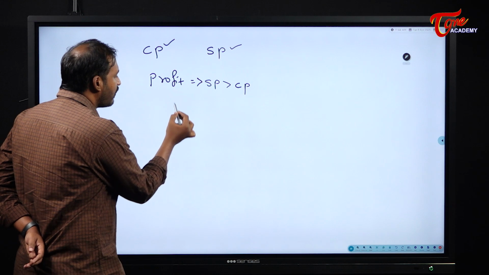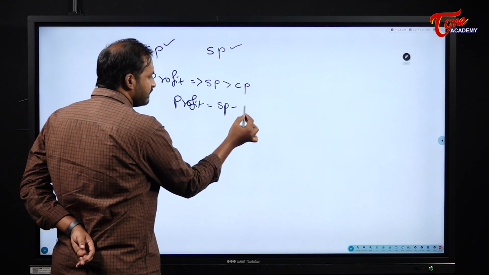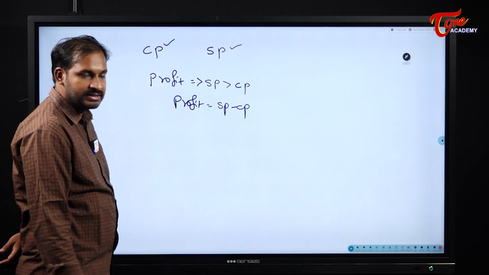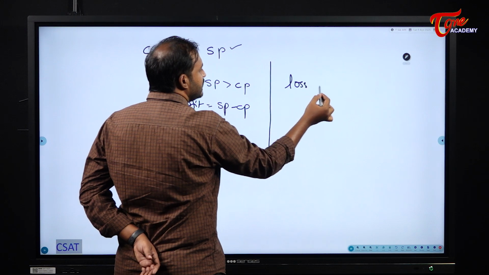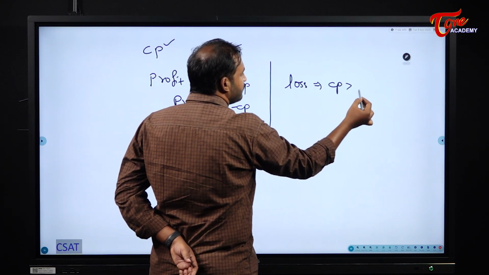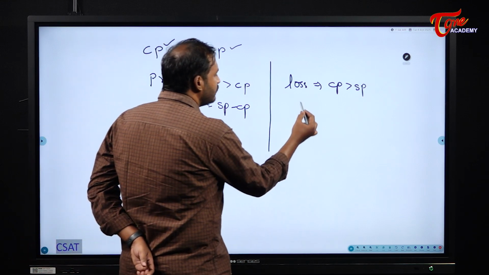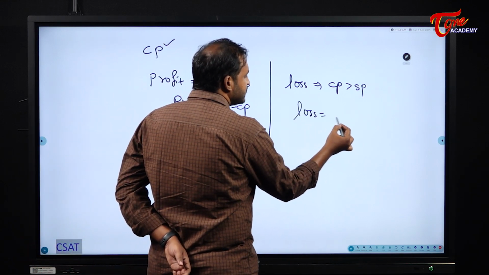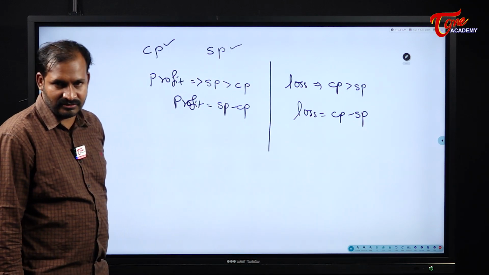And what is the value of profit, students? Profit is equal to SP minus CP, selling price minus cost price. Similarly, when my cost price is greater than selling price, then we can say that there is a loss in the business. Then how will you calculate the loss here? CP minus SP. These are the basic things. That is the reason I am going a little bit quickly, students.